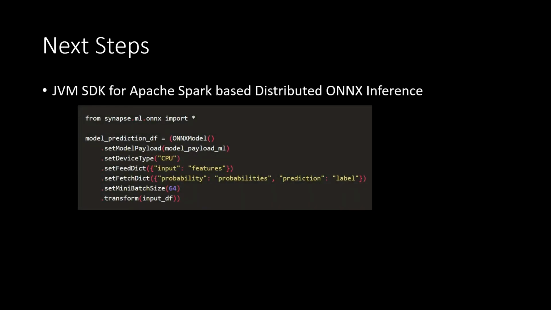In this work, one of our big next steps is to create a JVM-based client for the ONNX Model Hub. We currently have implemented a Python client, but the JVM-based client will allow us to make a really nice interface for our new Apache Spark-based distributed ONNX inference code, which allows you to evaluate deep learning models within Apache Spark clusters very easily and simply.